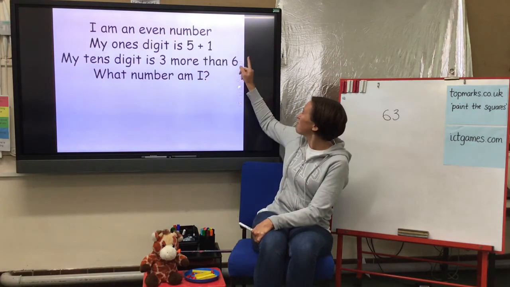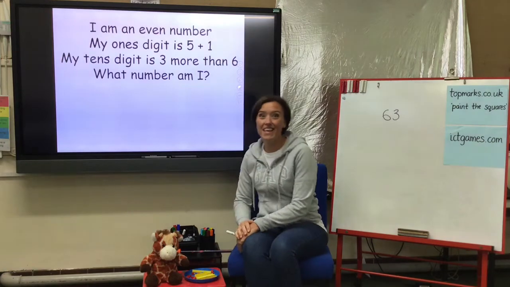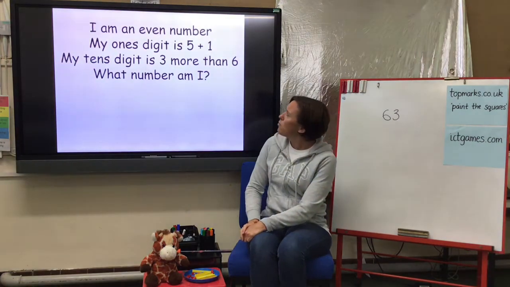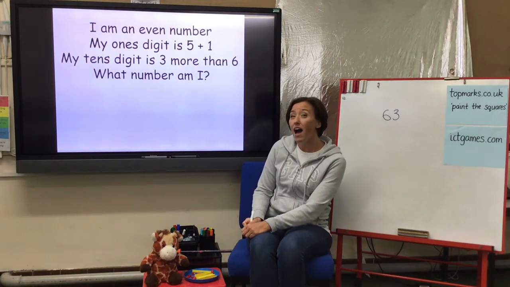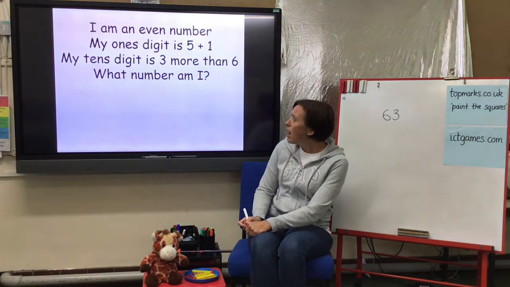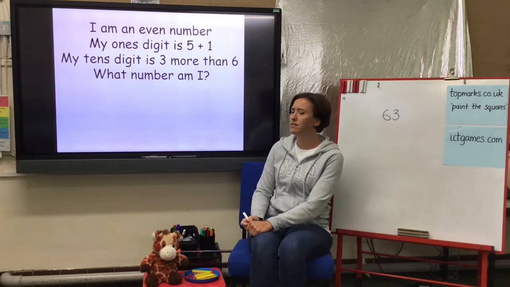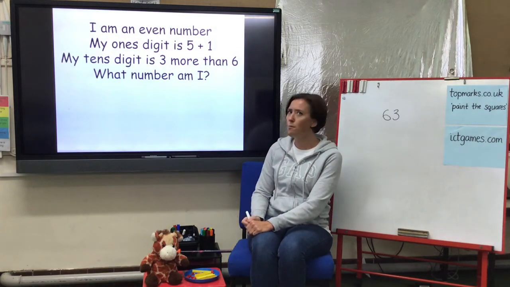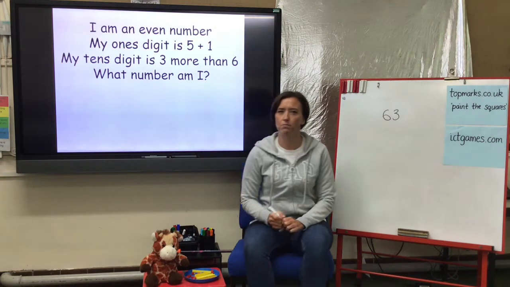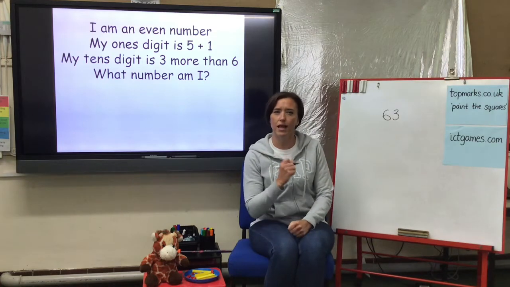Okay, next one. I am an even number. My ones digit is 5 add 1. My tens digit is 3 more than 6. What number am I? Okay, pause while you have a go at that one and let's look at the answer together.